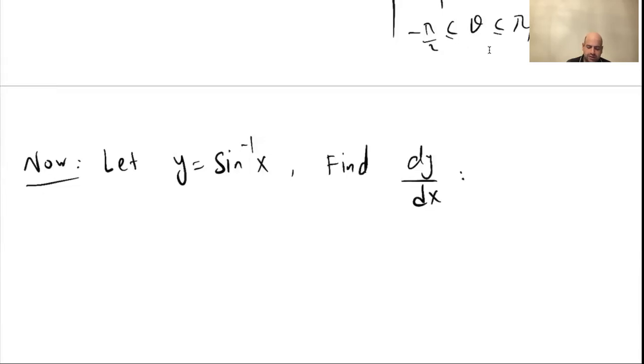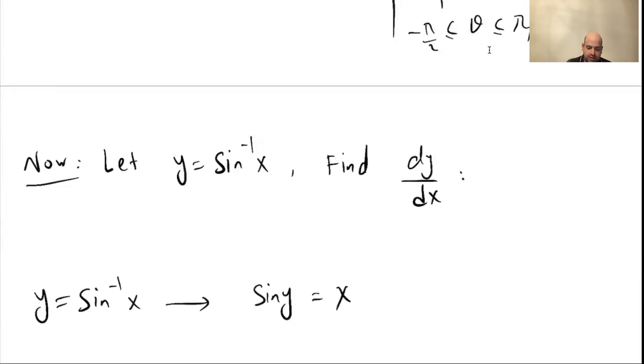So y is equal to sine inverse x. So we can translate to the original trigonometric function. So how can we do that? We have y equals sine inverse x. So this means that sine y is equal to x. Sine y is equal to x, right? Now we can differentiate both sides.